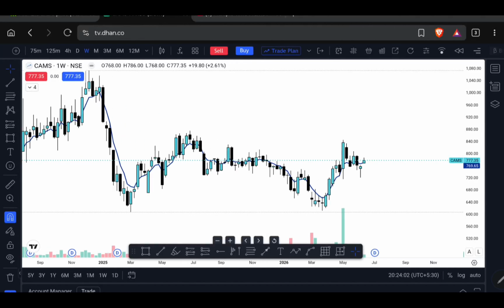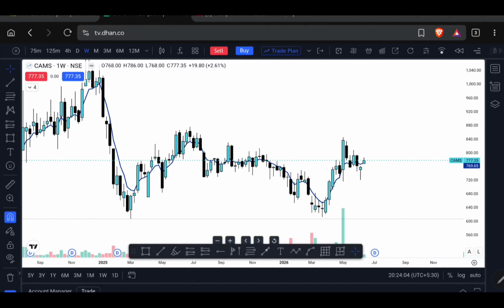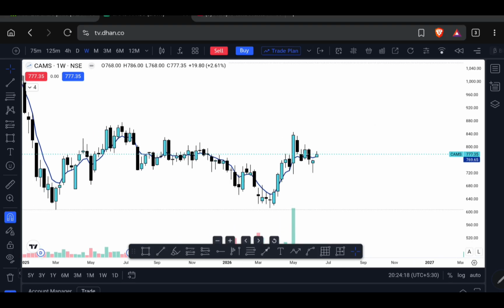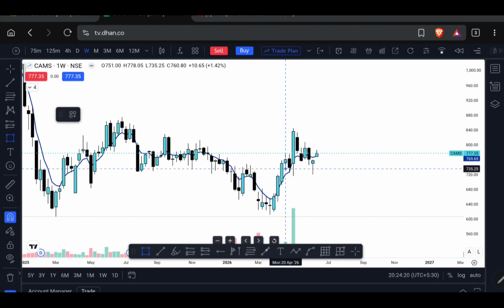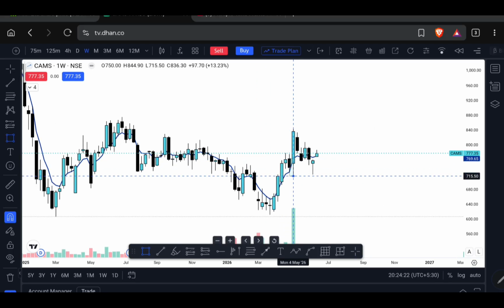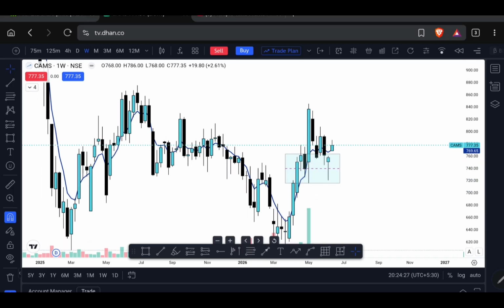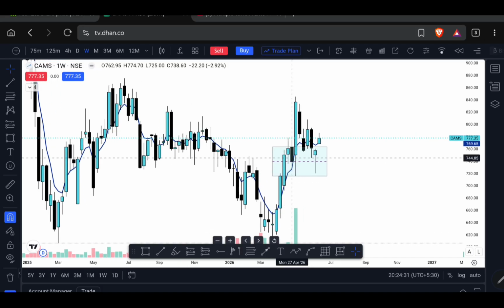So without wasting any time, we will just start on the chart. Let's suppose we were having one demand zone here. On weekly we will mark it out like this. We will mark it body to wick. This body and this wick.